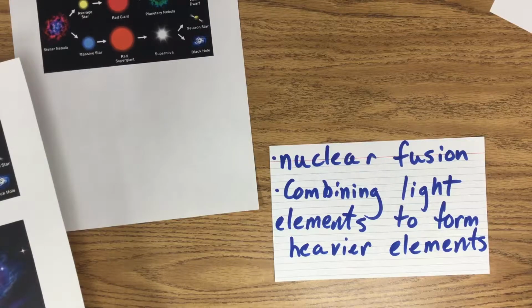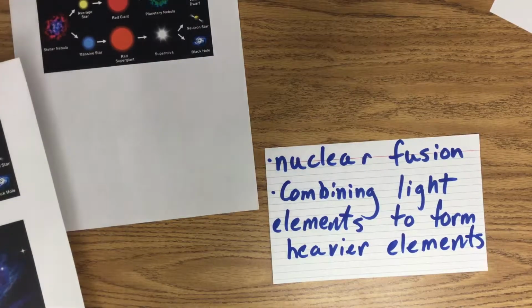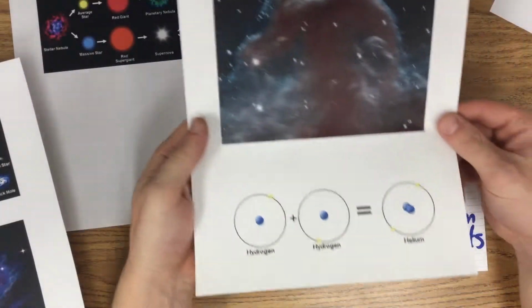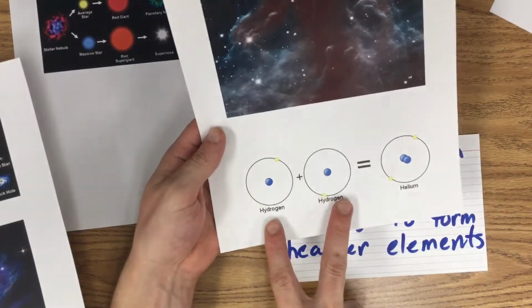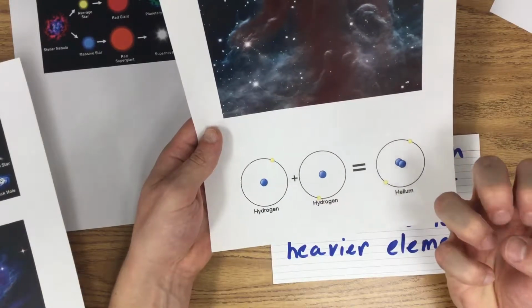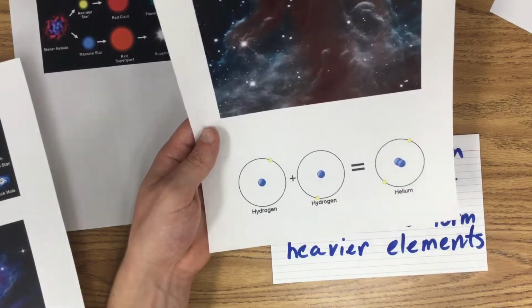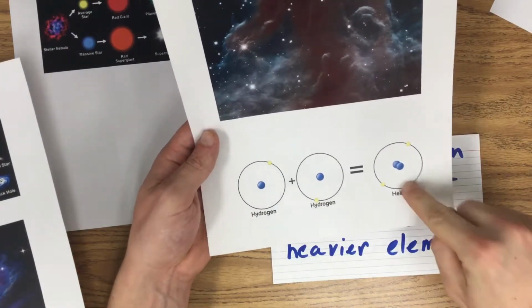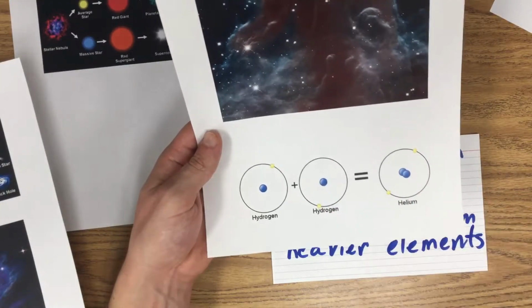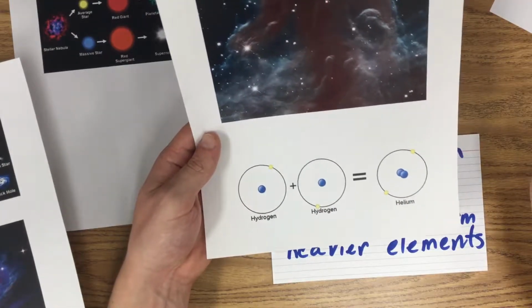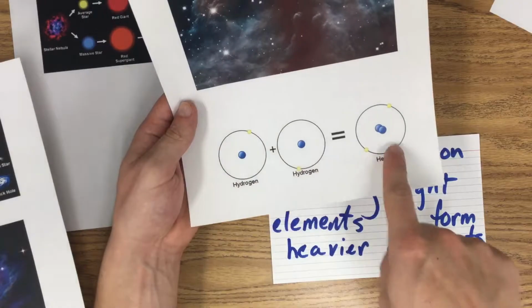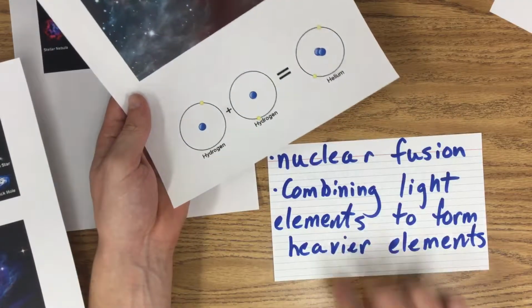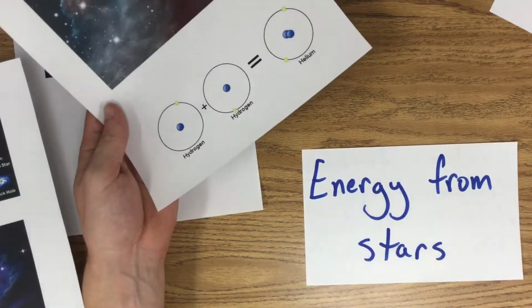Pause the video. Okay, nuclear fusion is literally just combining light elements to form heavier elements. And for the most part, like in our sun, it's taking 2 hydrogens and squeezing them under heat and pressure, like tremendous heat and pressure. And that forms a helium atom and a ridiculous amount of energy. So 2 light elements form into heavier elements. That's called nuclear fusion. That's what gives a star its energy.